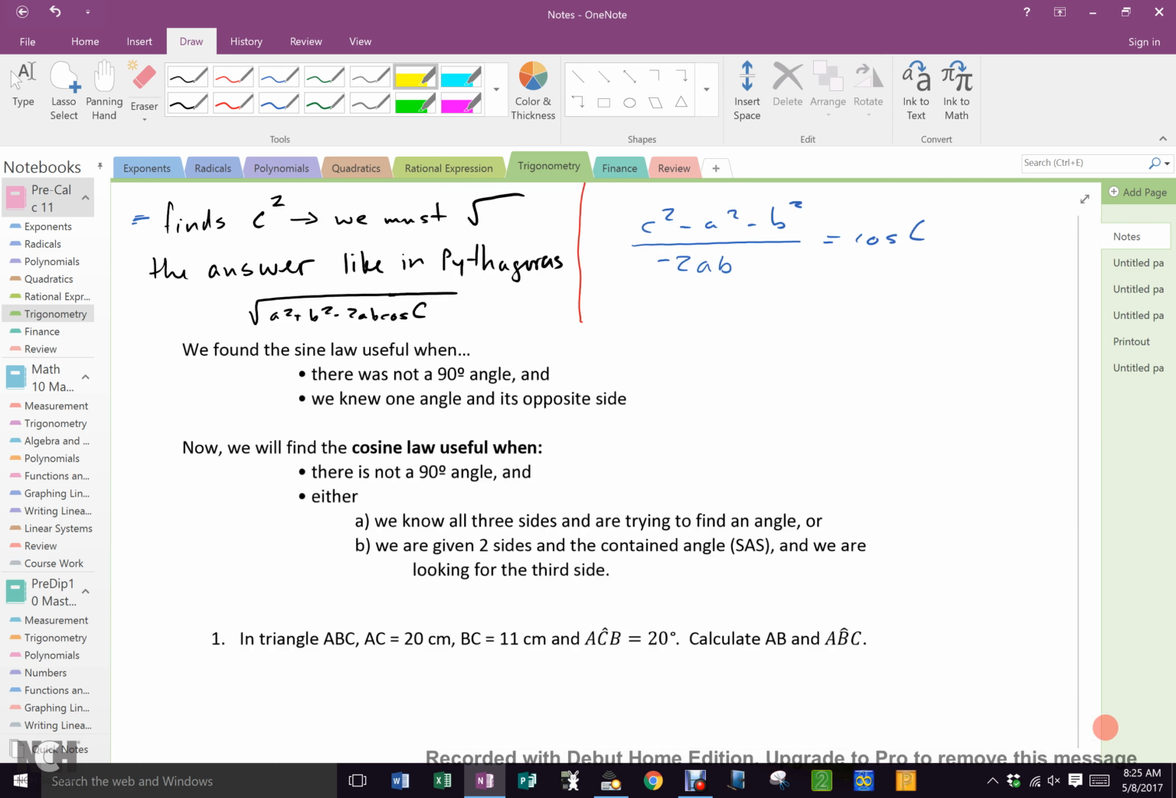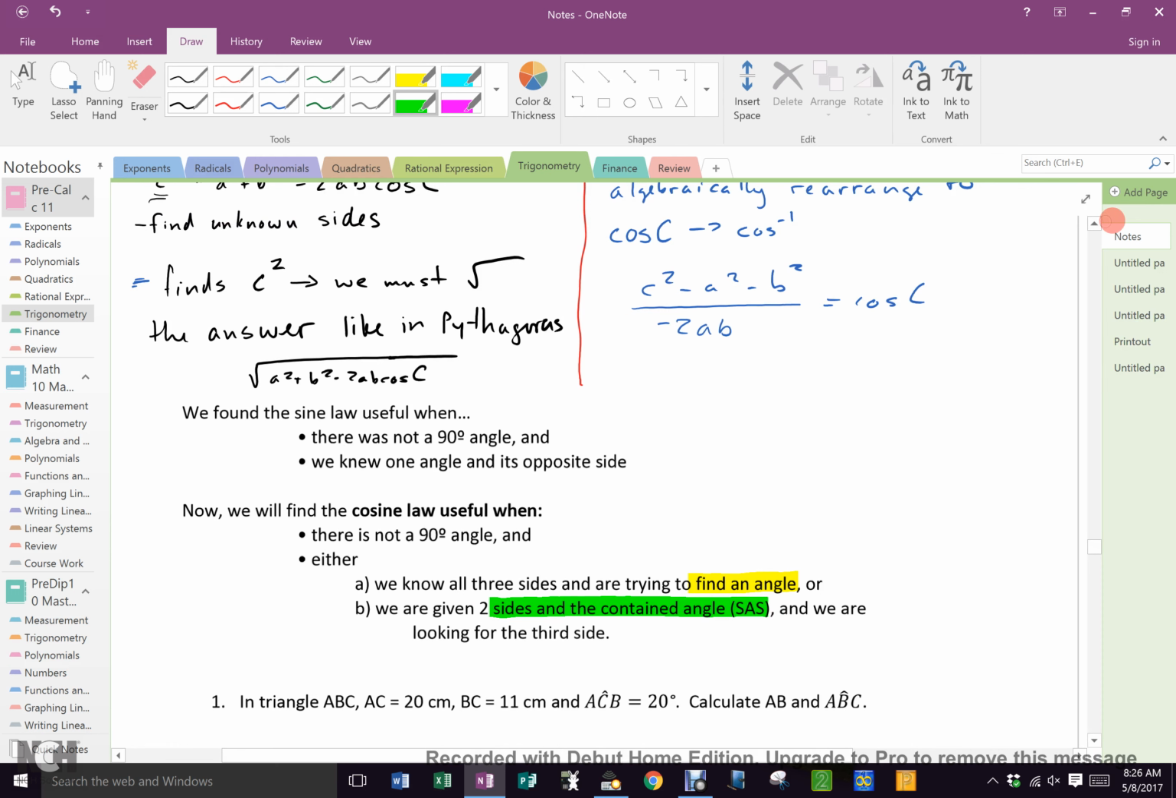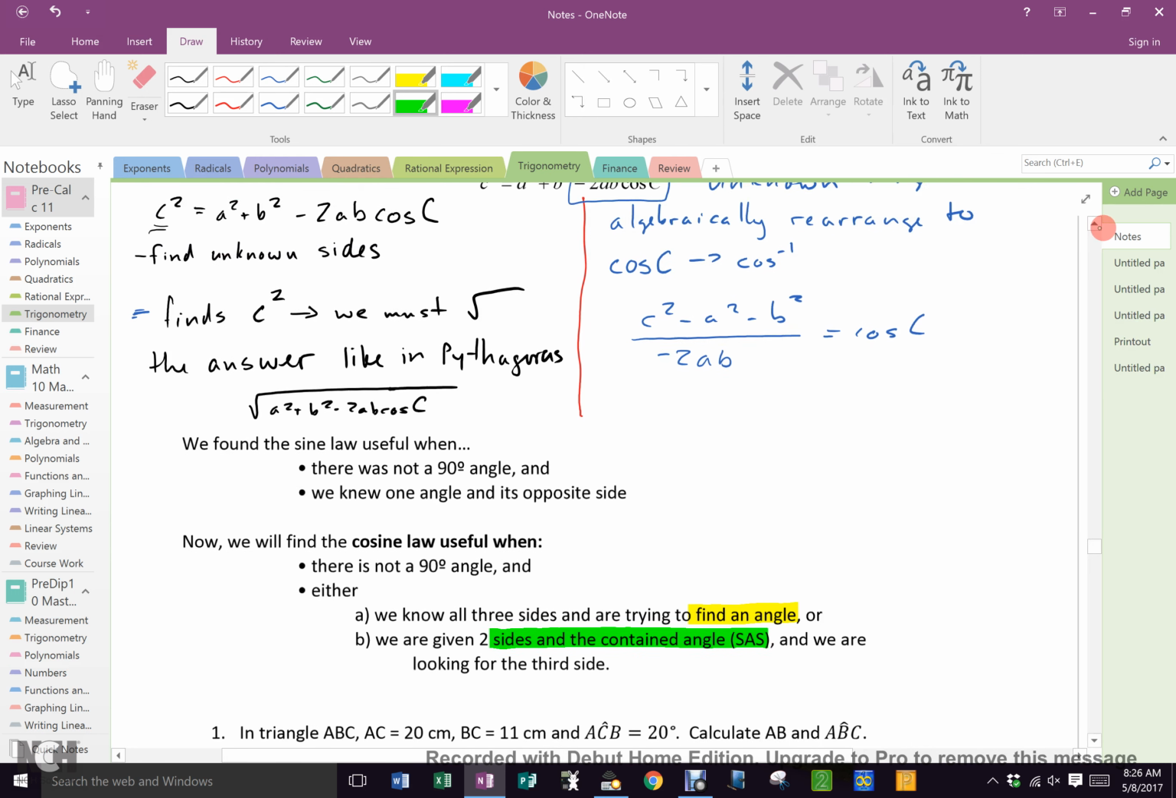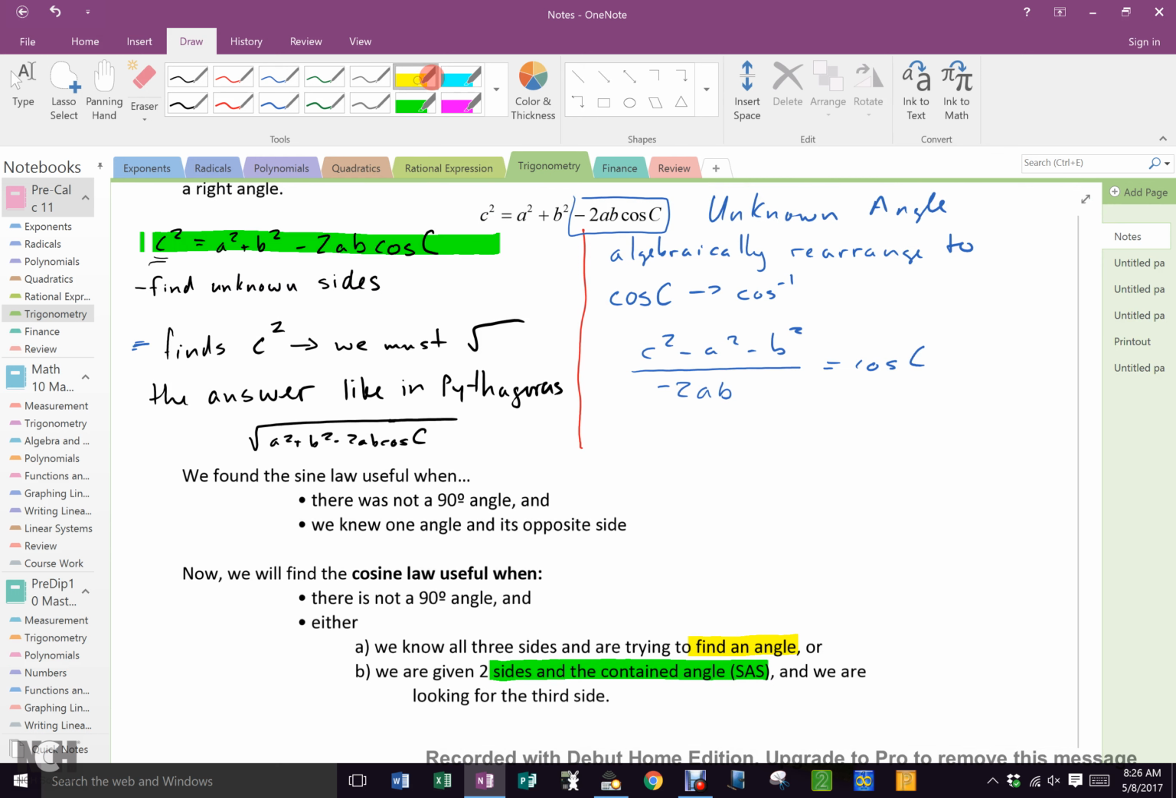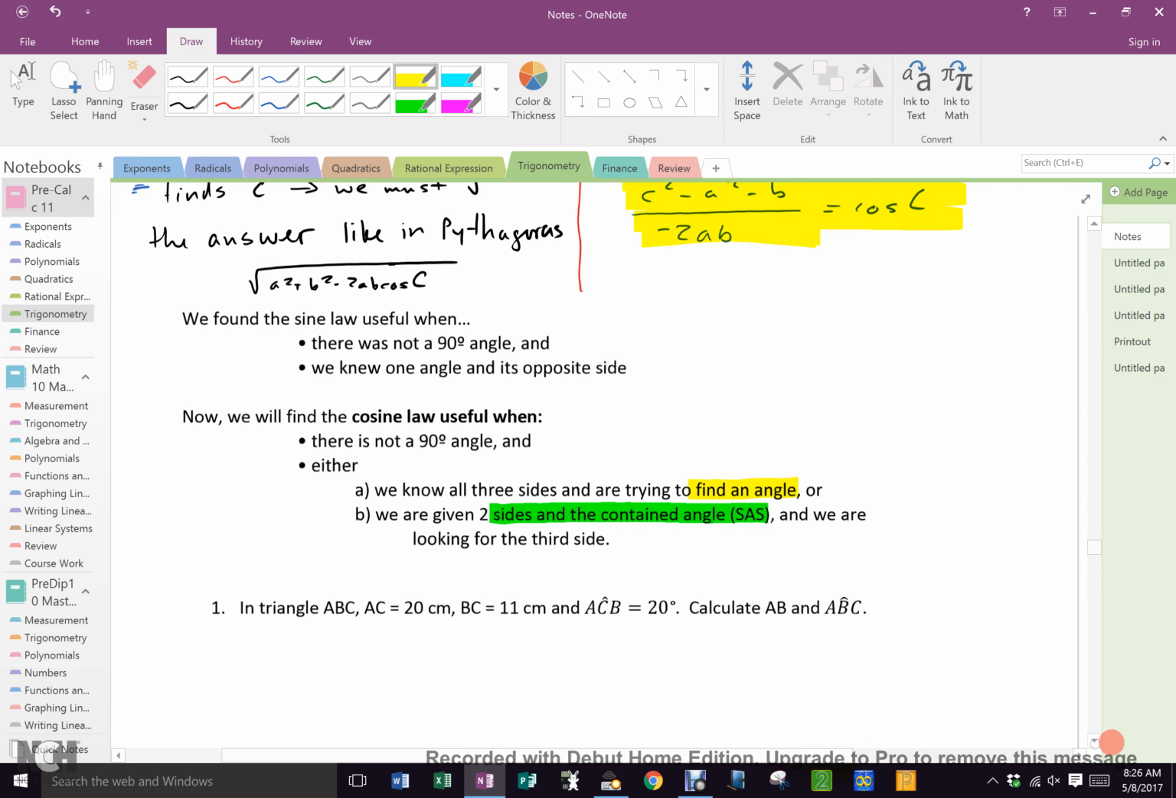So sine law is great when we don't have a 90 and we have a pair. Cosine law is great for both of these cases. Okay? So all three sides, then we're finding an angle. We can find an angle or a contained angle. Side, angle, side. All right? The green one is this. And the yellow one is this. Everybody cool?